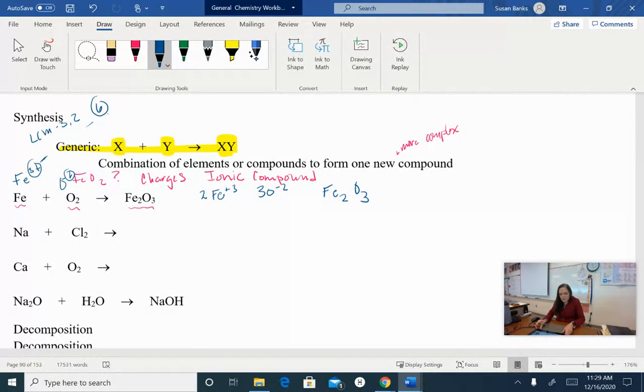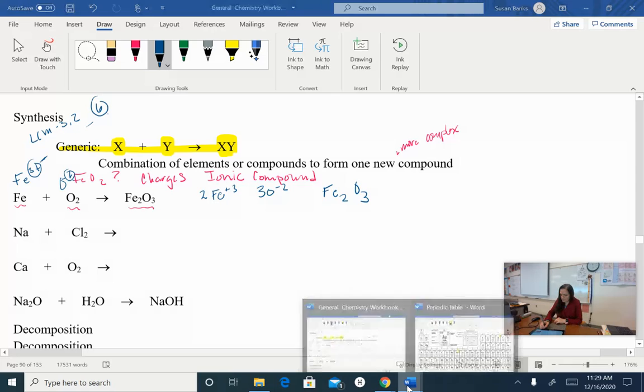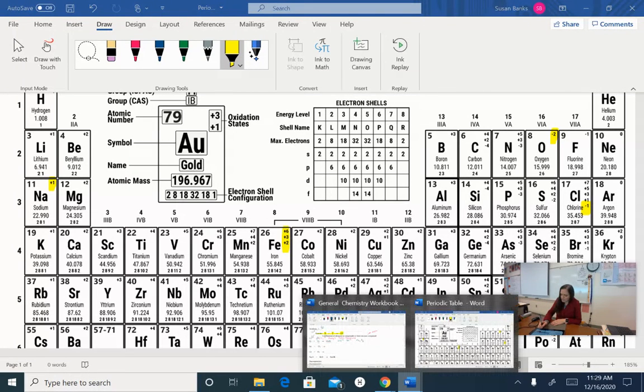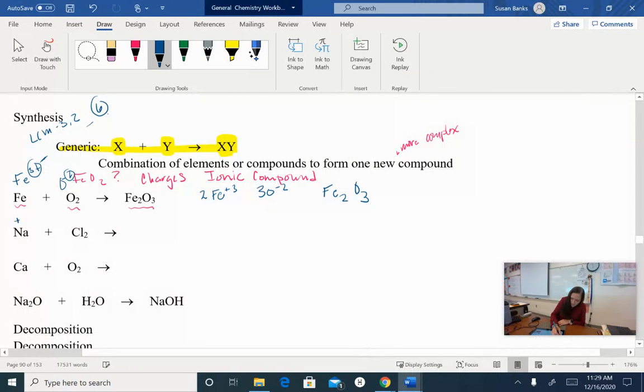Okay? Now let's look at sodium and chloride. Once again, I have to be aware of the charges that these are going to acquire when they become ions. So let's look at our periodic table. Sodium is going to acquire a +1 charge. It's in that first column, so we know that's a +1. Chlorine, because it's in the halogen column, is going to acquire a -1 charge. Okay, so sodium will acquire a +1 charge. Chlorine will acquire a -1 charge. What's the ratio that we need to put them together with to make it add up to 0?